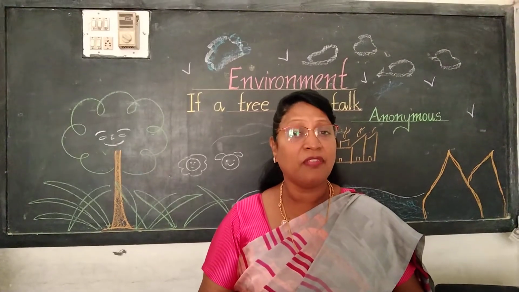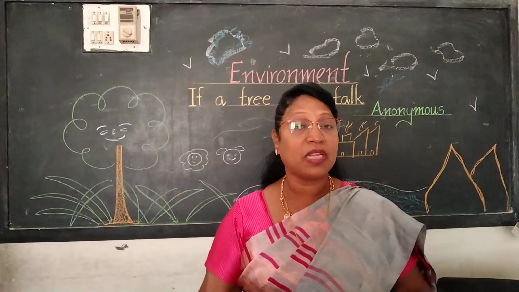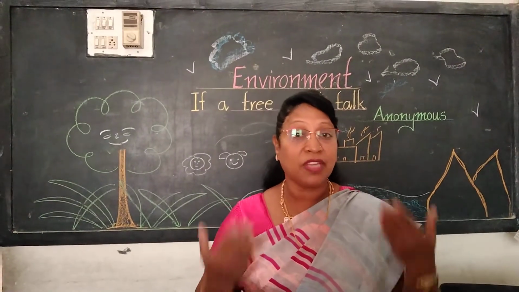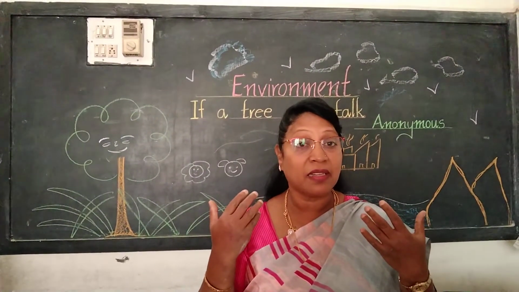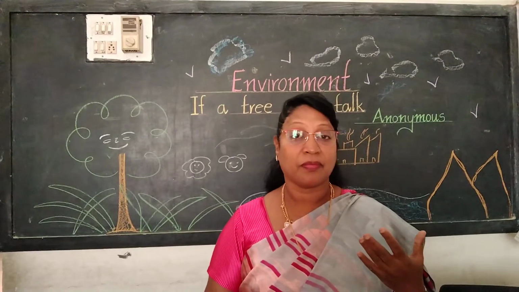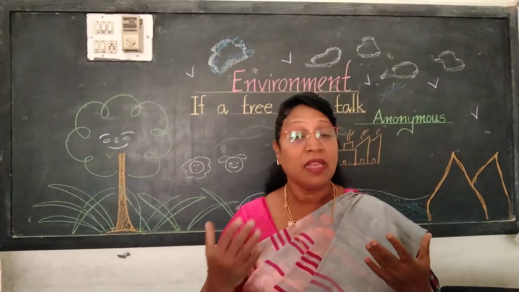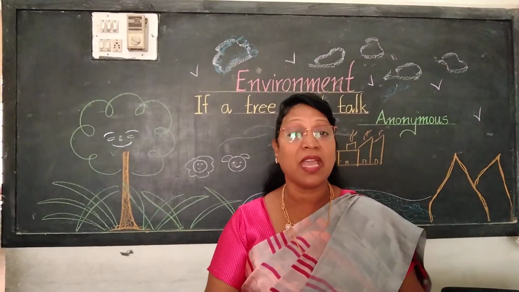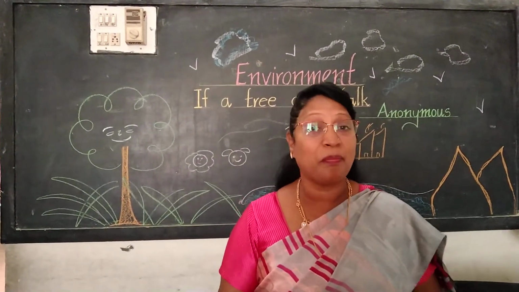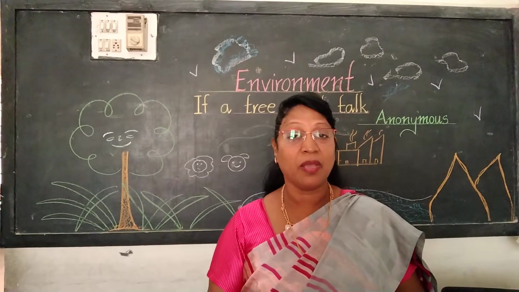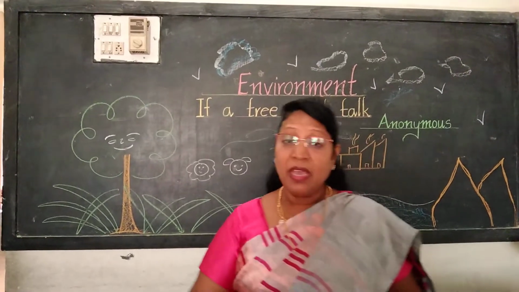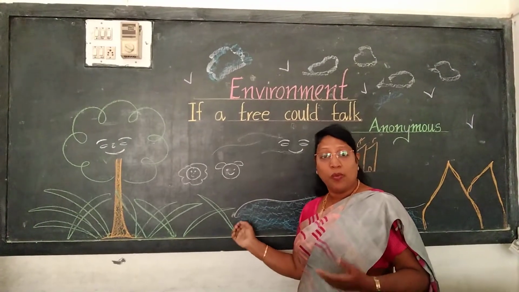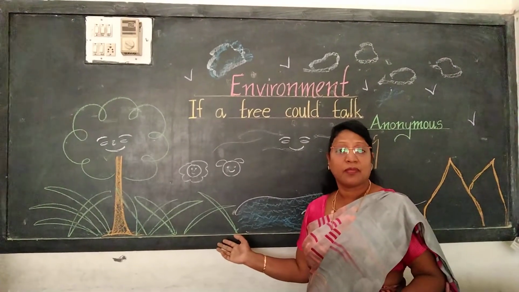Without that, if we go on cutting down trees, what will happen? Yet we are not able to understand the consequence of it. That's why it says, if at all a tree could talk, it would say, please don't chop me. Okay? Then, if the river could talk, now we get our water from this.